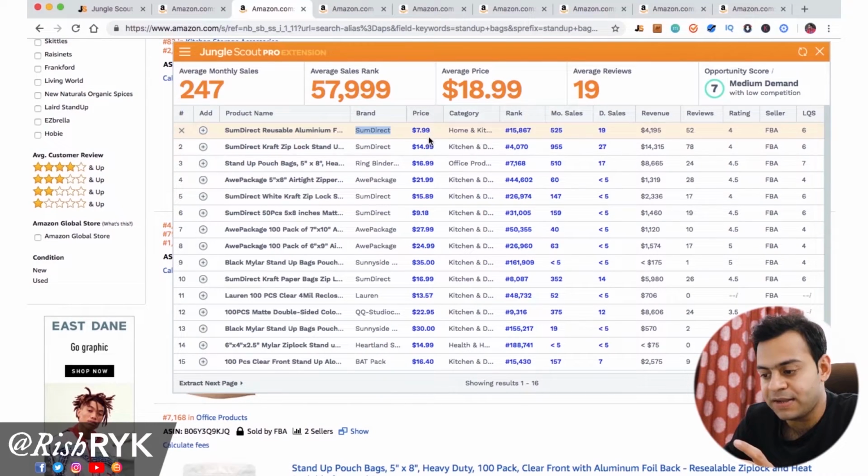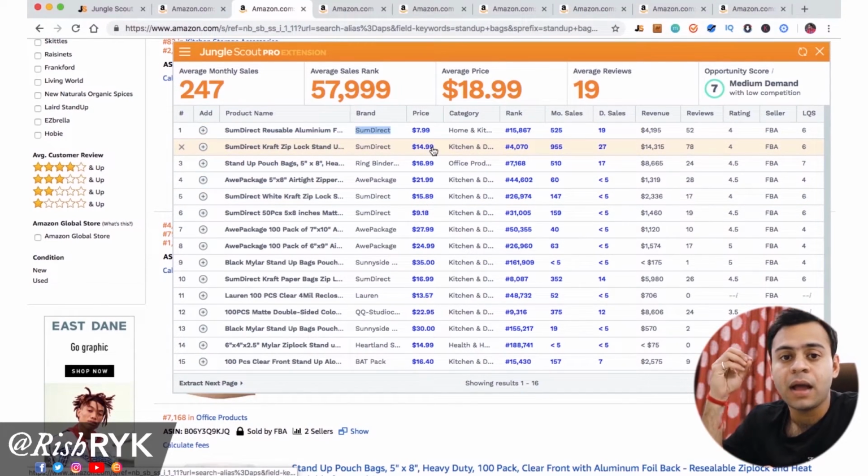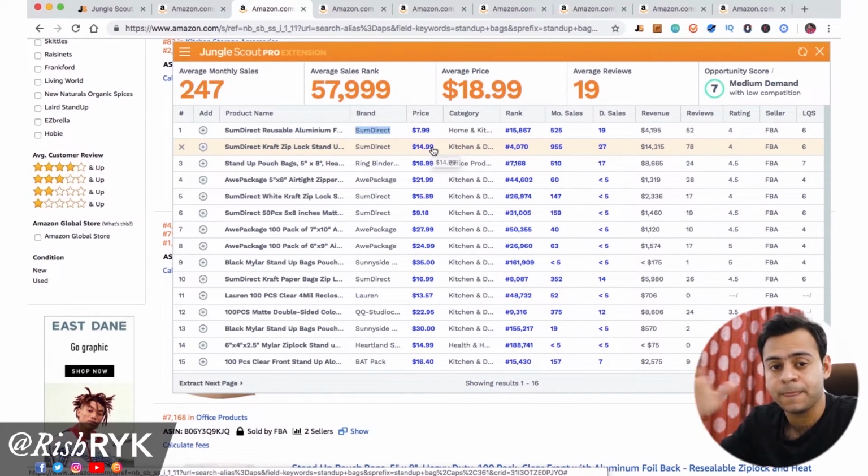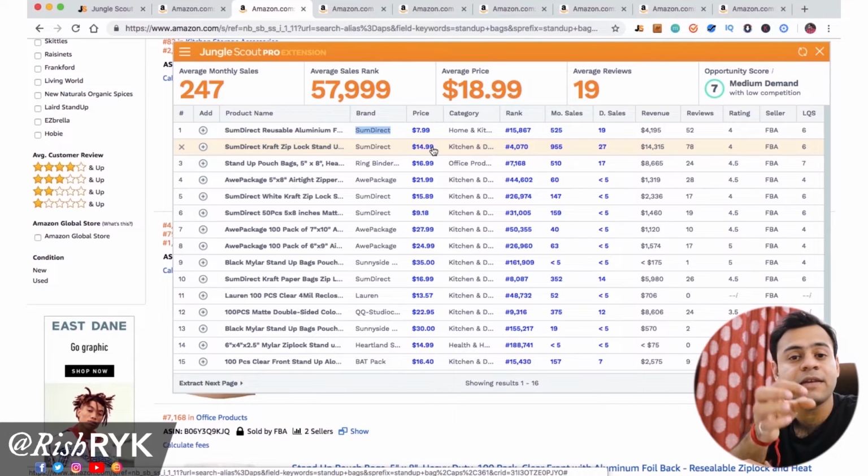Next, you should look at the price column. Like I told you, I usually prefer products which are priced on average at $20 or more, because it's very difficult to make a $10 profit per product. That's usually after PPC. You should aim to make $10 profit per product after your ad expenses, and it's very difficult to do that if your product is priced under $20 on average.